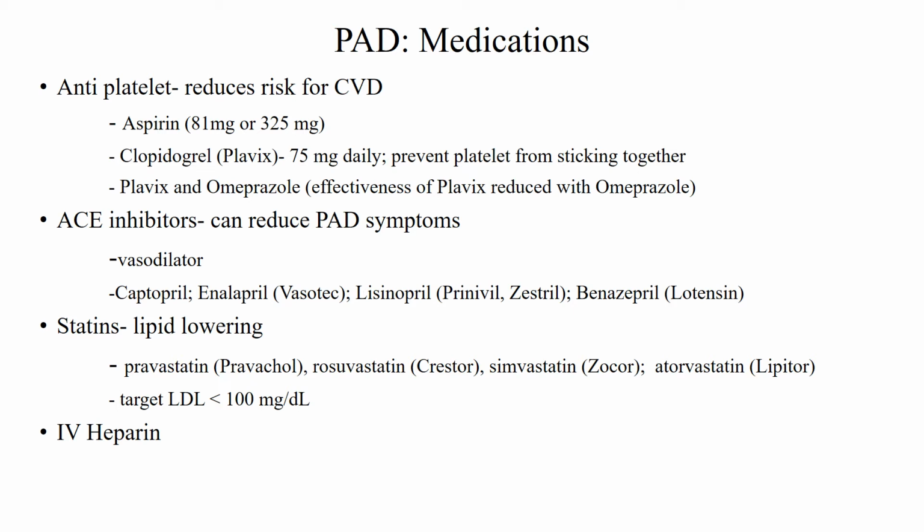Another medication are statins or lipid-lowering agents. We know that in peripheral artery disease, the patient can have atherosclerotic plaque. So lipid-lowering agents such as pravastatin, Crestor, simvastatin or Zocor, atorvastatin or Lipitor. What we want is a low-density lipoprotein lower than 100 milligrams per deciliter. And of course, a patient is also given IV heparin as a peripheral artery disease medication.